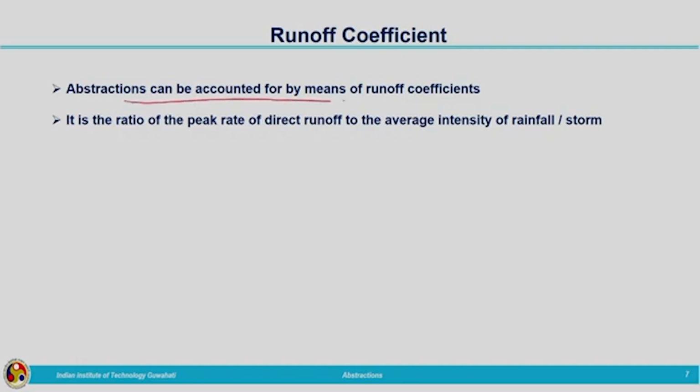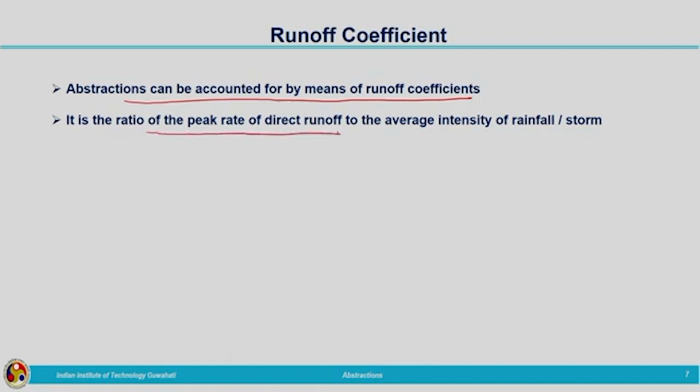Now, we will move on to the runoff coefficient. Abstractions can be accounted for by means of the runoff coefficient. Certain runoff coefficients are developed for a watershed, and that value corresponds to the abstractions in a watershed. It is the ratio of the peak rate of direct runoff to the average intensity of rainfall. That is, we have the rainfall value, from which we can calculate the average intensity of rainfall, and we should also have the estimate of the runoff depth.